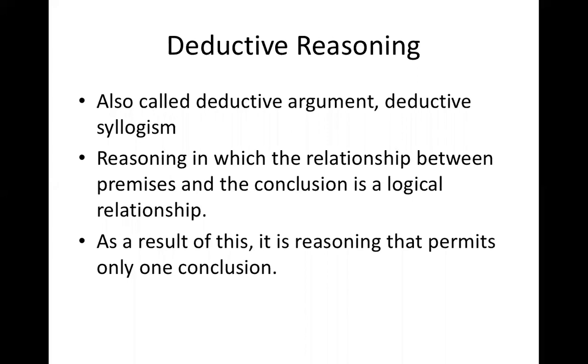Now, deductive reasoning is reasoning in which the relationship between the premises and the conclusion is a logical relationship. As a result of this, it is reasoning that permits only one conclusion. When you remember logical operations, what you remember is mathematics. When you are dealing with mathematics, you normally have only one conclusion. 2 plus 2 is 4. You can't have 2 plus 2 is 4 and another number. So that is how deductive reasoning is. Because of the logical relationship between the premises and the conclusion, it is a form of reasoning that permits only one conclusion.